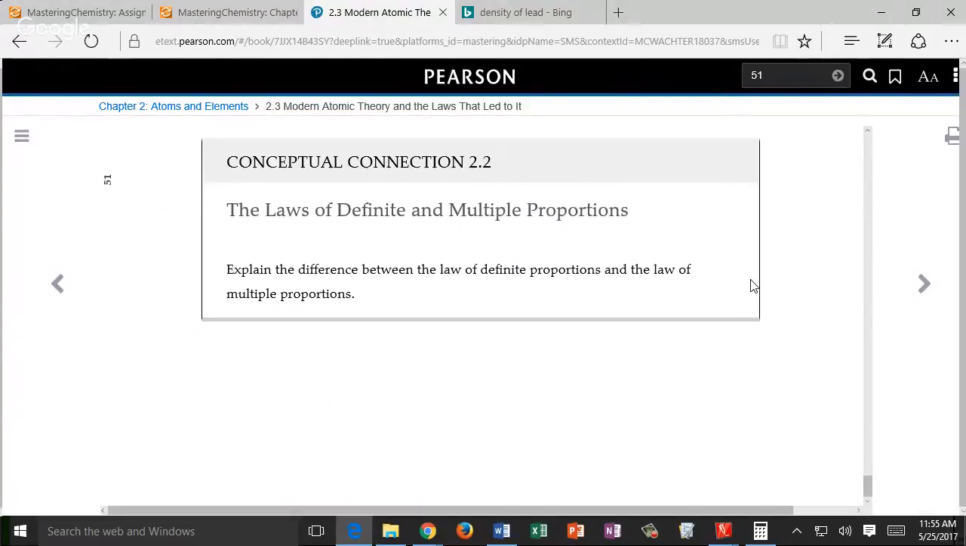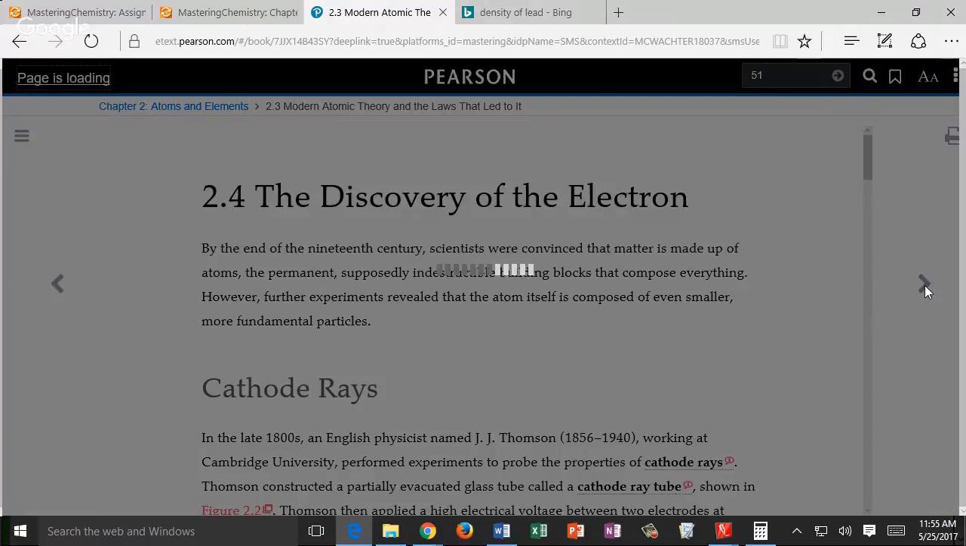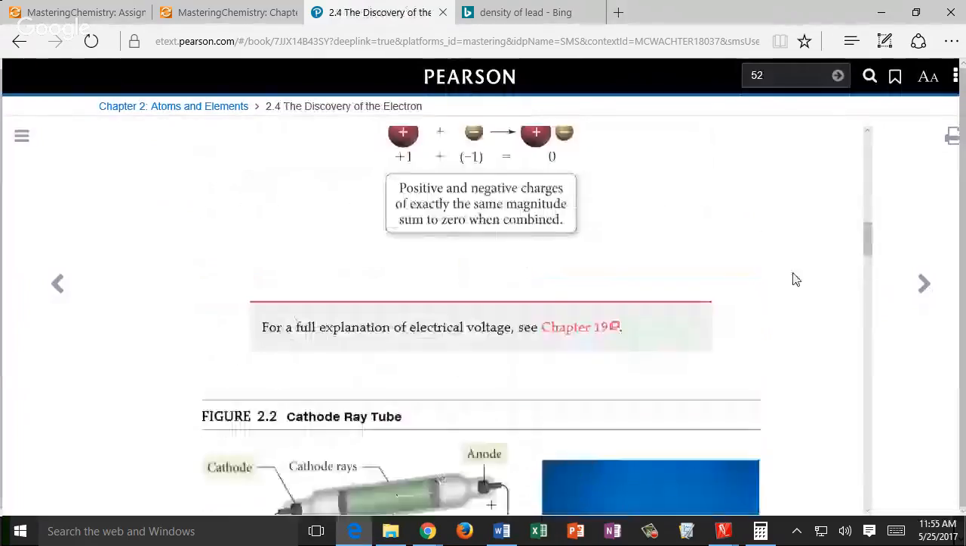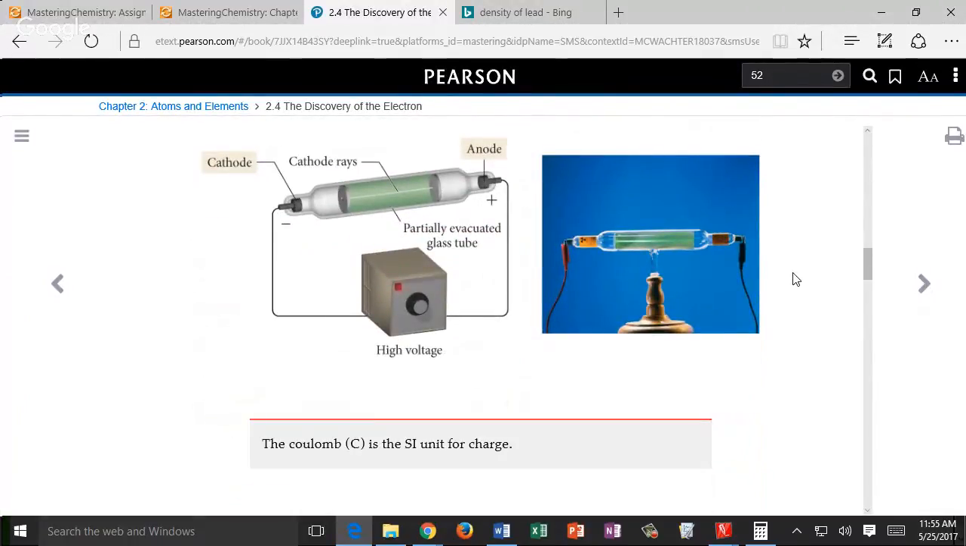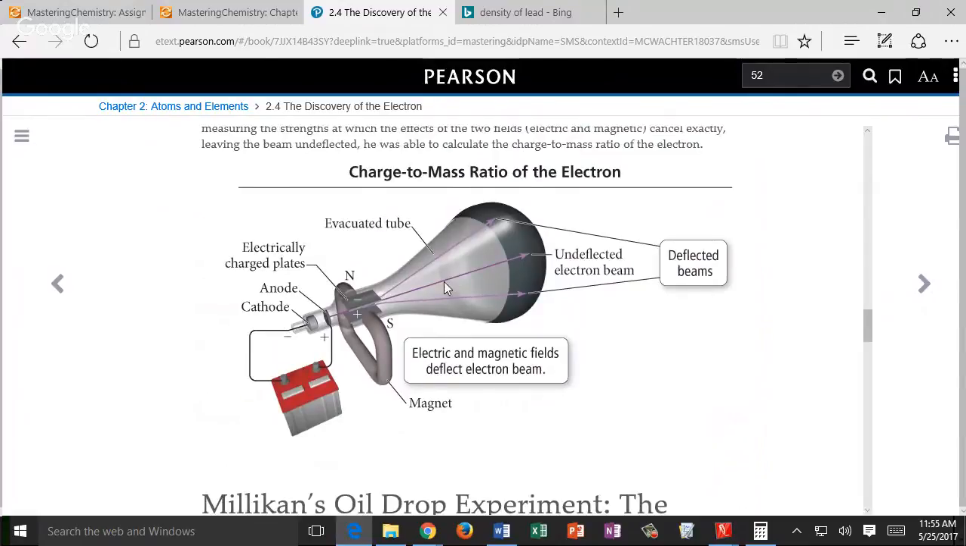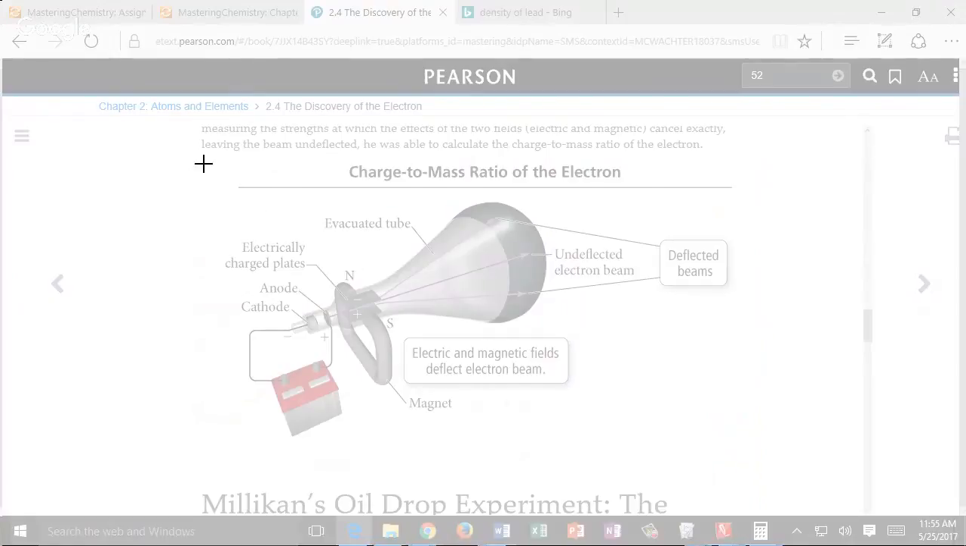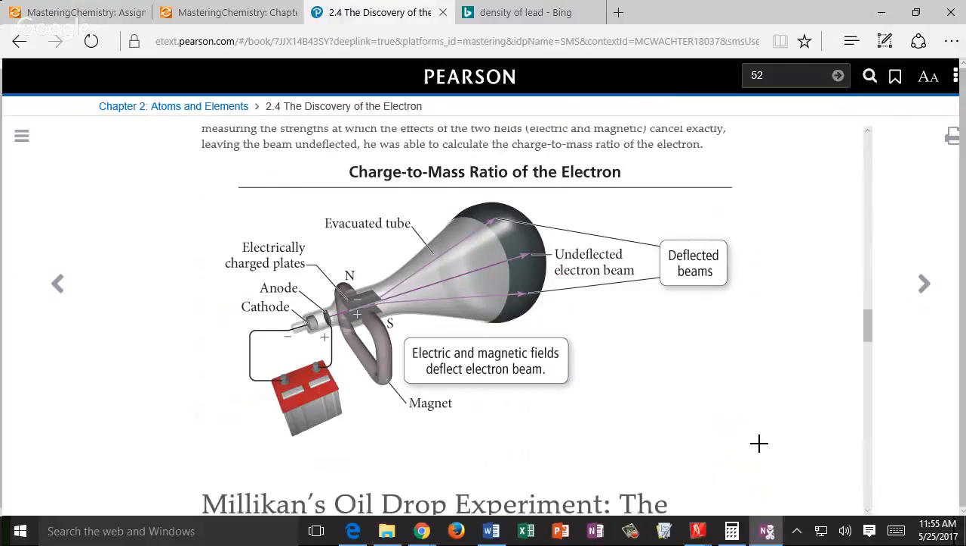So apparently their book does not have the same page numbers that mine does. That's weird. Okay. This picture.